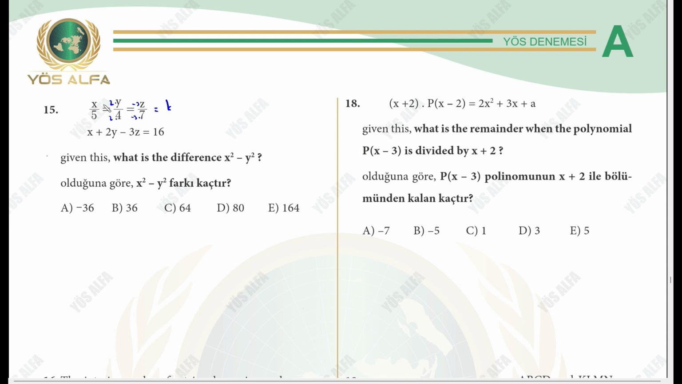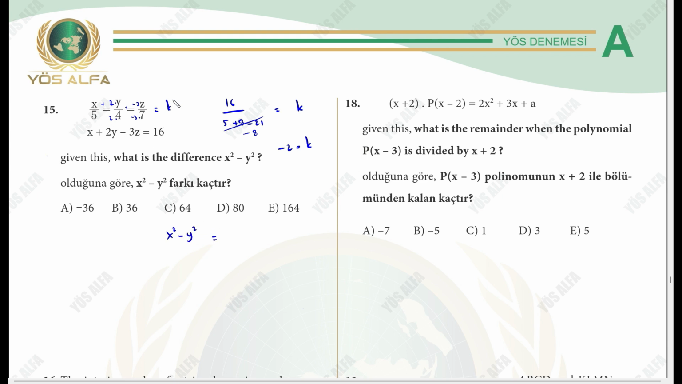So we have x plus 2y minus 3z, which is 16. I am summing them up, and I'm also going to sum up the denominators. So 5 plus 8 minus 21. The proportionality constant is not going to change if we do this operation. So 5 plus 8 is 13, minus 21 is minus 8. So k is minus 2, and we need x squared minus y squared.